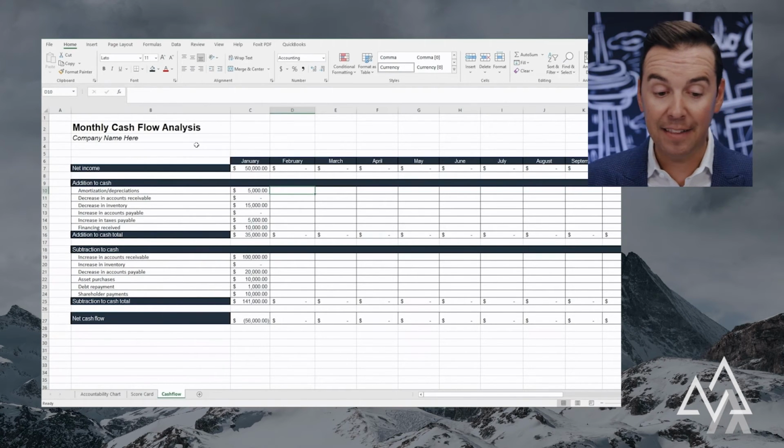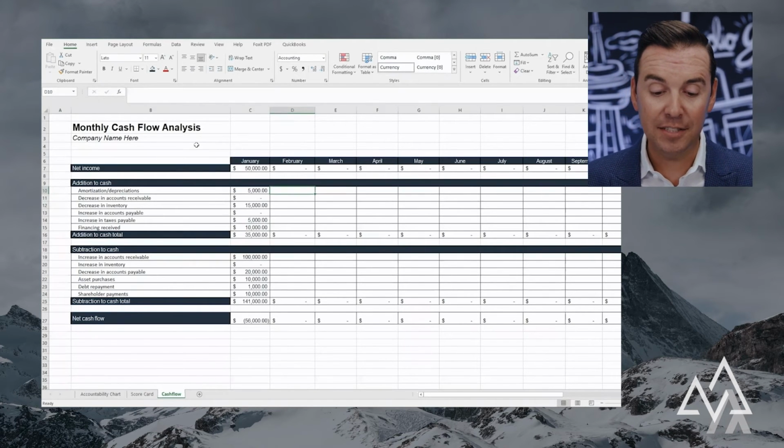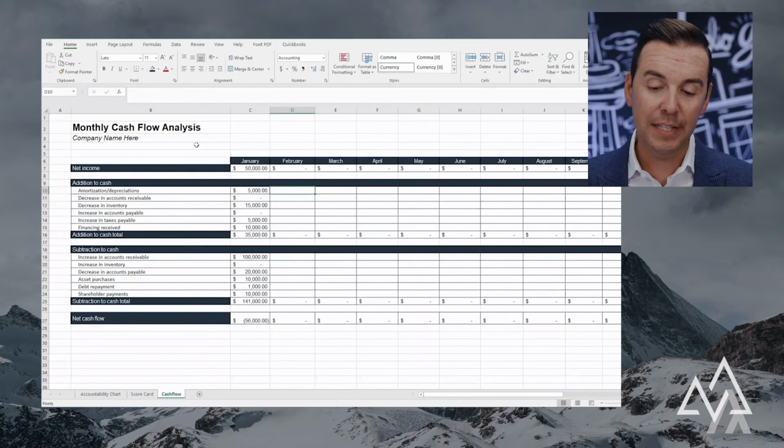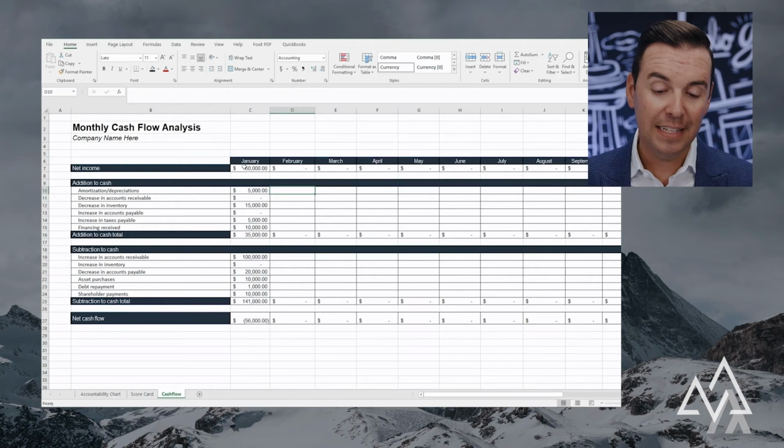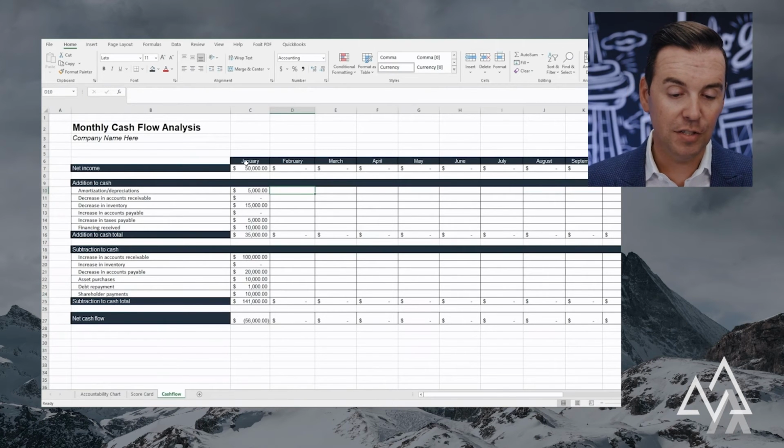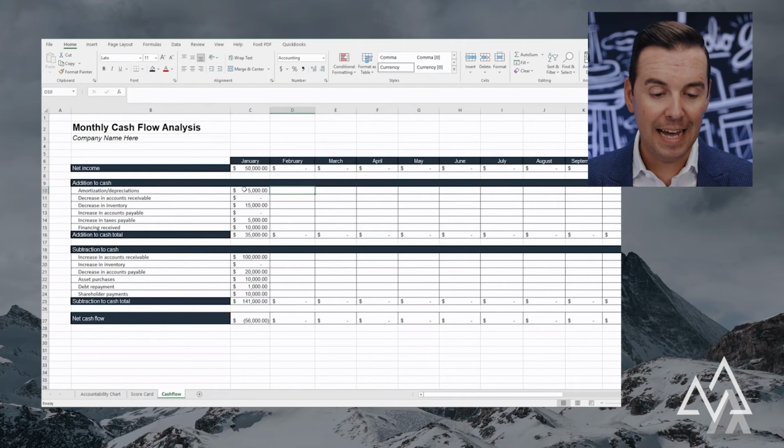You can continue to add lines into additions to cash, continue to add lines into subtractions from cash. This will give you a really great detailed analysis of what's happening to your cash flow. So the exact same numbers in here, we're starting with $50,000. We then are adding to cash amortization, it's a non-cash expense. Our decrease in inventory, we're selling inventory off, that's helping our cash. Our increase in accounts payable, that means we've expensed things that we're not paying for, that's helpful.